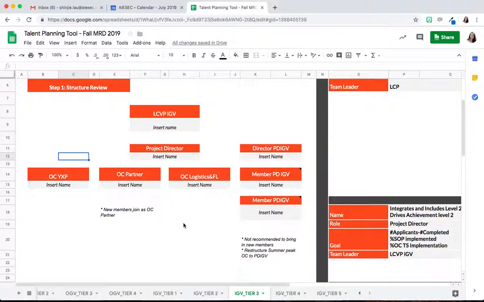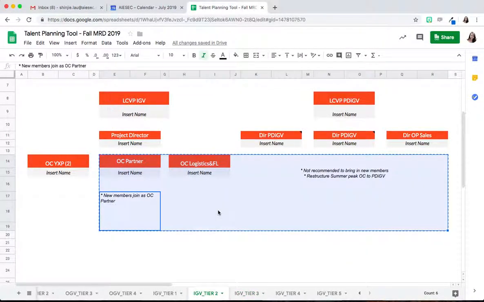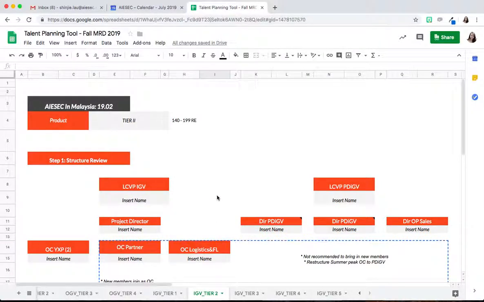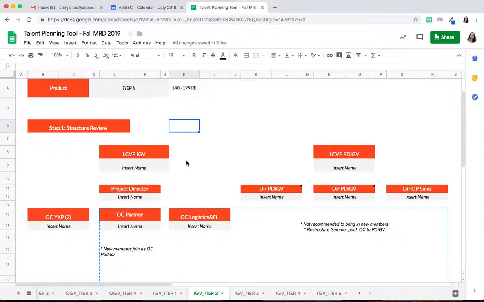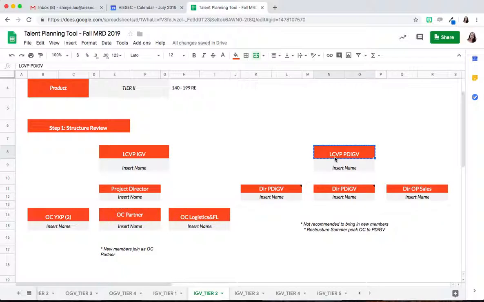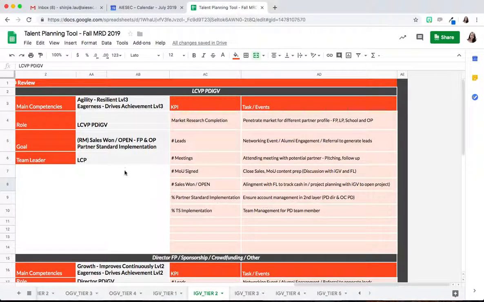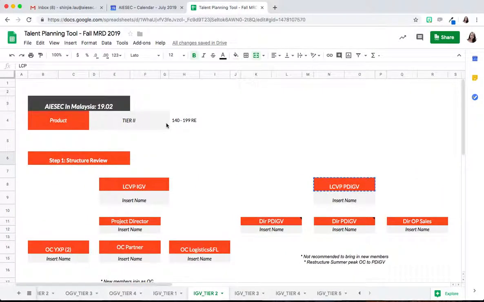Okay, so next, the similar tier 3 to 4, another one that is a bit more different is tier 1 to 2. Okay, so if you look into tier 2, your realization is around 140 to 199 realization. Okay, so from here, we will suggest you to split your structures into LCVP IGV and also LCVP PD for IGV. Then the difference is that this person is going to be accountable towards LCPs. Okay, so in these scales of operation, you need to be specialized in order for you to be able to grow this much of realization.